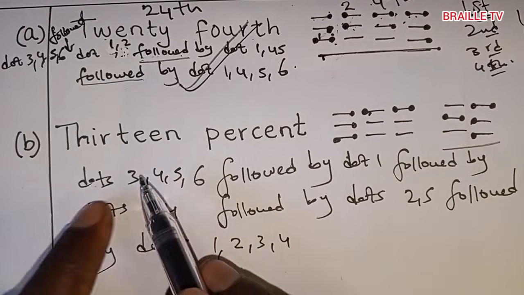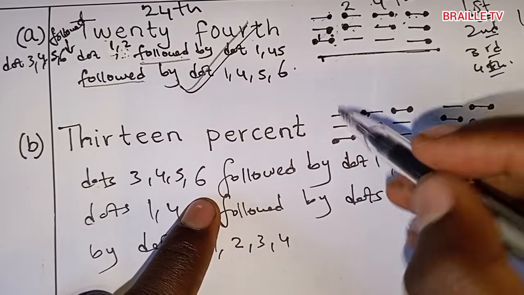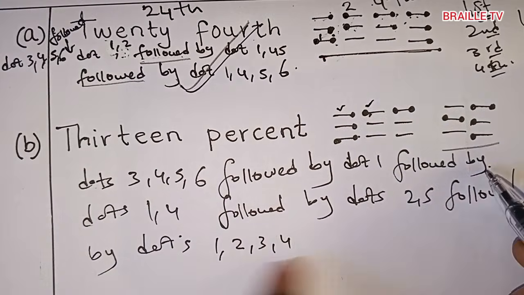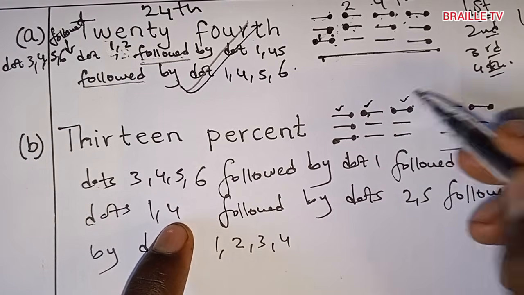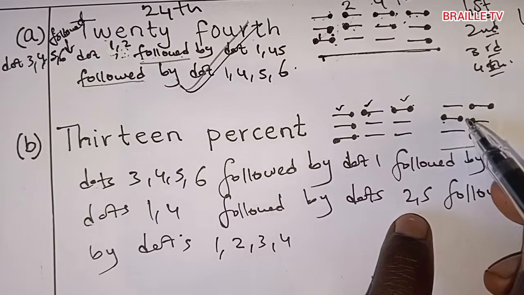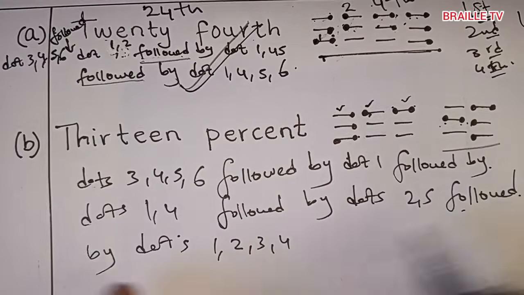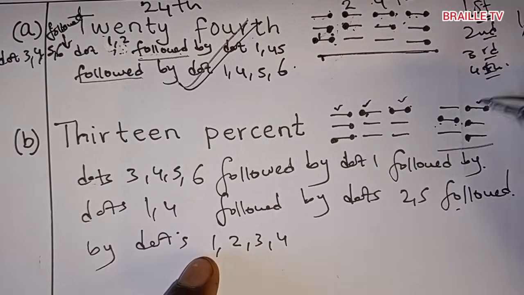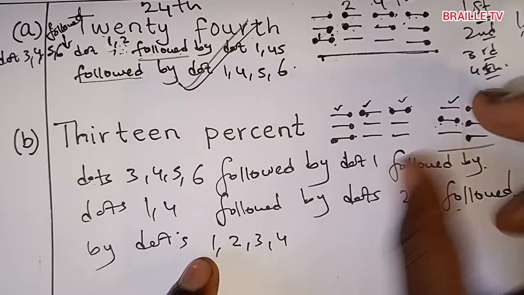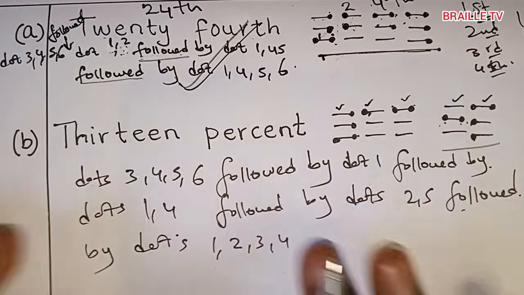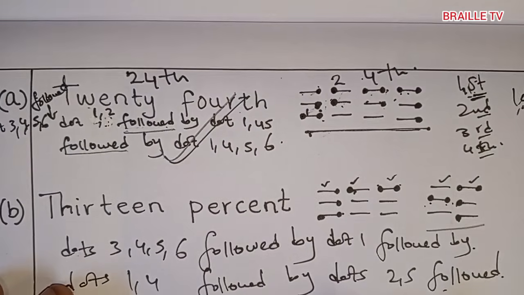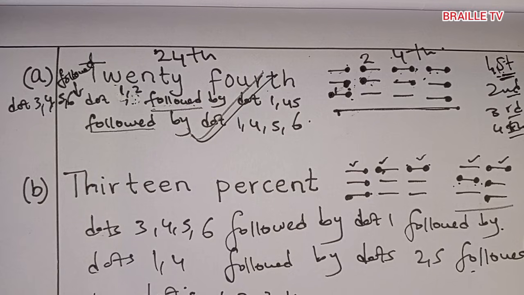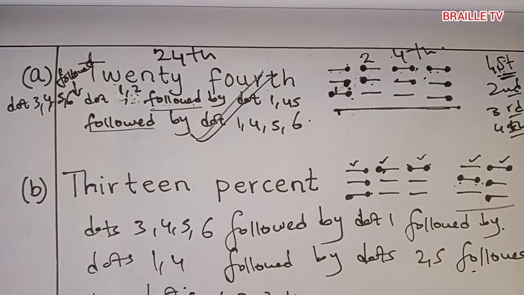Okay, wacha tuanze. Dots 3456, 3456 ndio hii. Then followed by dot 1 ndio hii. Then followed by dot 14 ndio hii, dot 14. Then followed by dot 25 ndio hii, 25. Then followed by dot 1 2 3 4 ndio hii, dot 1 2 3 4. This one. Okay, so unaangalia tu hizi dot alafu una state hizo dot ni gani. So that is it. Okay, it's too long, but that is what you're supposed to do according to the question. So read and understand the question, and therefore you will get a mark if you do that. Now let us go to the next question, please.